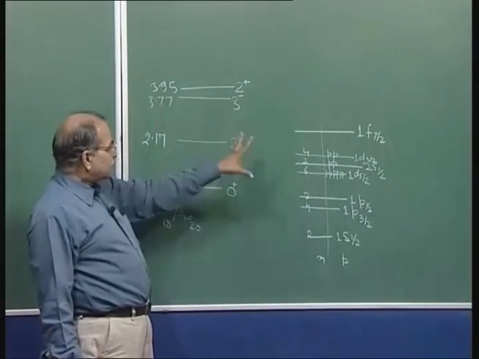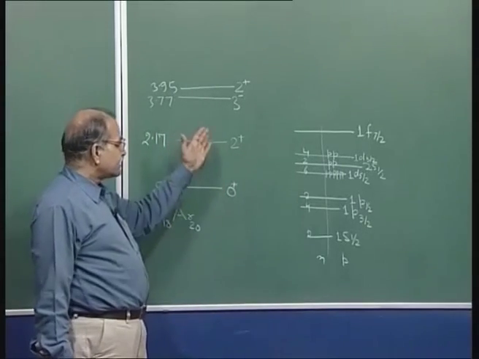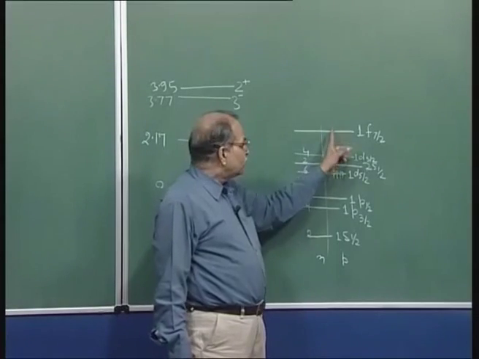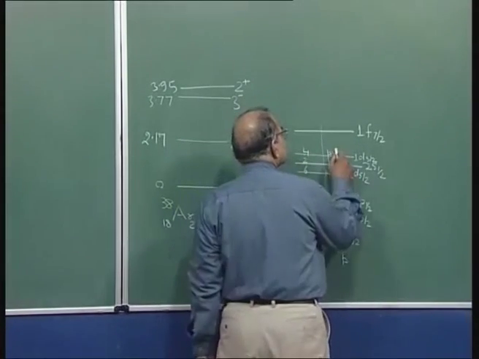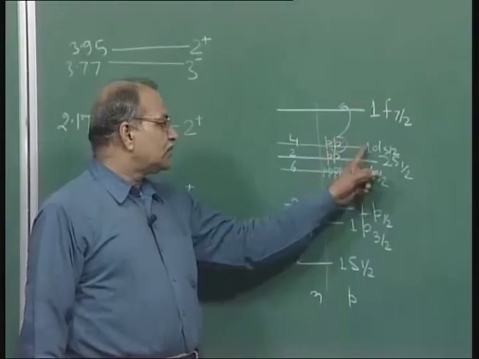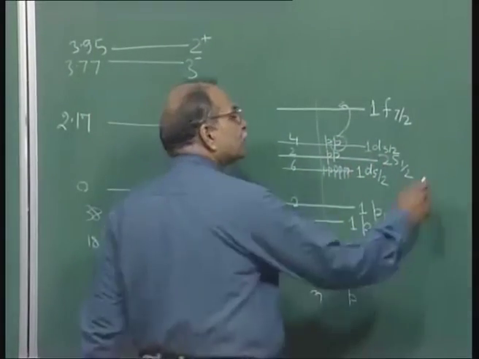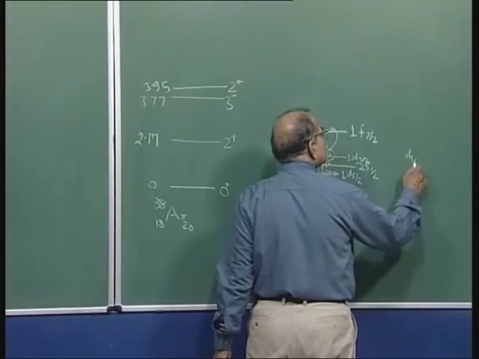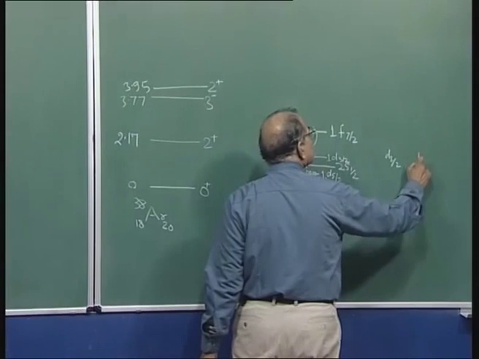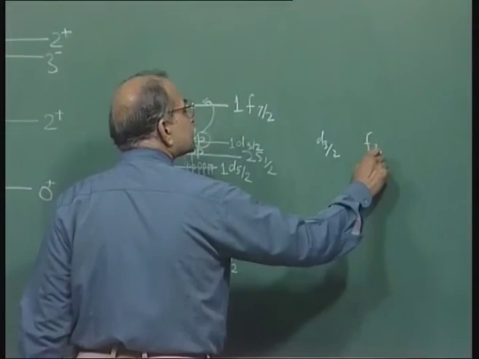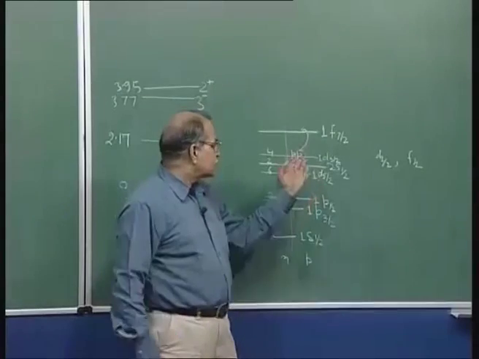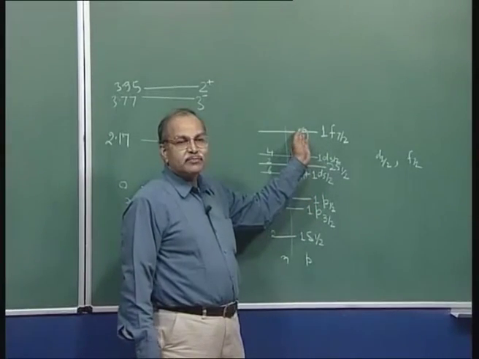So, if I pump energy in this nucleus to take it to an excited state, what can happen? This P can go here. If this P goes here, you have 1 proton in this D 3 by 2, and then you have 1 proton in F 7 by 2. No more pairing, because this is a single proton here and there is a single proton here.